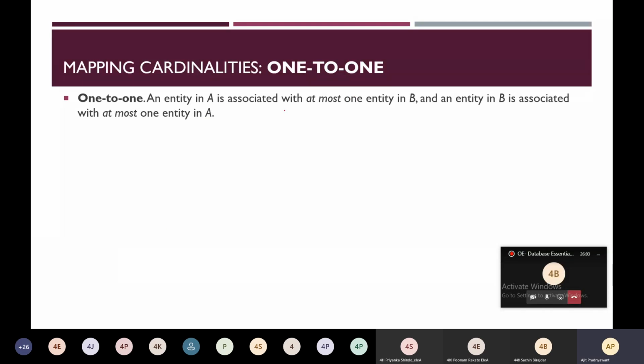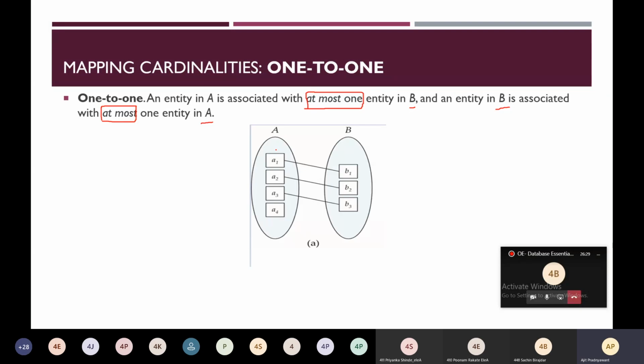An entity present in A is associated with at most one entity, maximum one entity, in the entity set B. And again, an entity in B is associated with at most one entity present in the entity set A. It is called one-to-one mapping cardinality. So by looking at this diagram, you will come to know that.